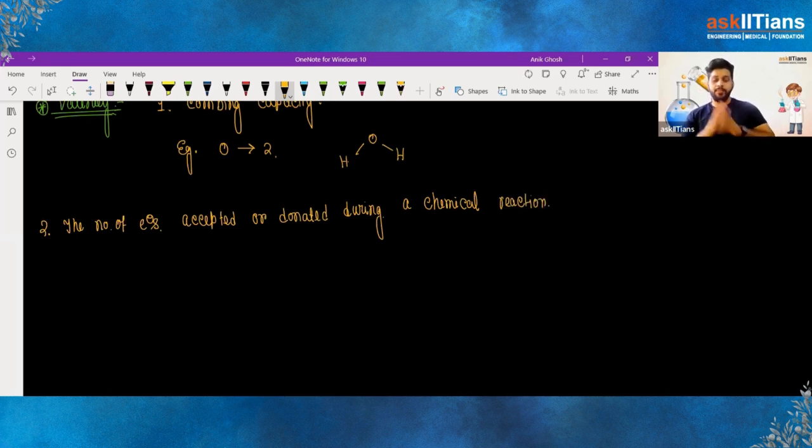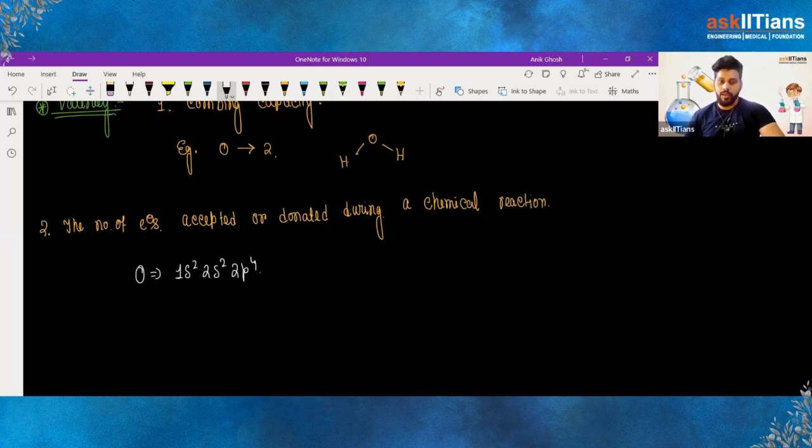The number of electrons accepted or donated during a chemical reaction. That is also called your valence. Now, what do I mean by that? Let's say I'm talking about oxygen only. Now, guys, oxygen's electronic configuration is 1s2, 2s2, 2p4.